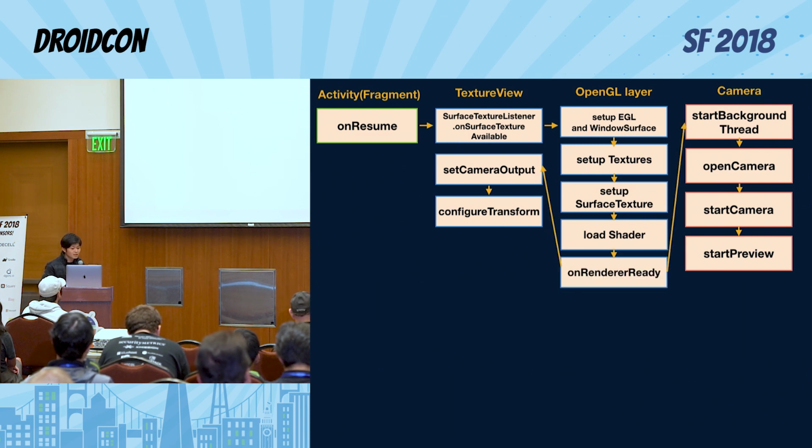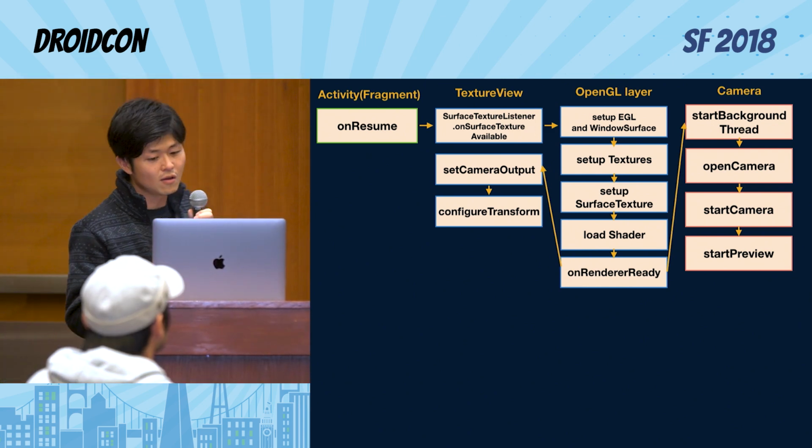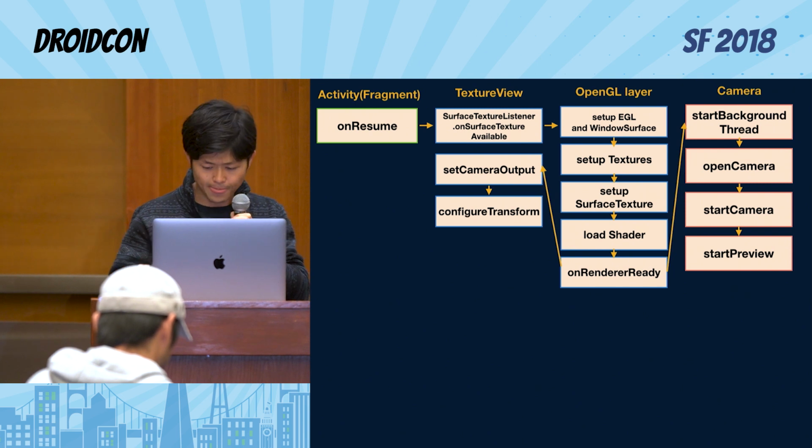Now, once those shaders and all the OpenGL parts are ready, we go to the regular process that we do for previewing the camera.